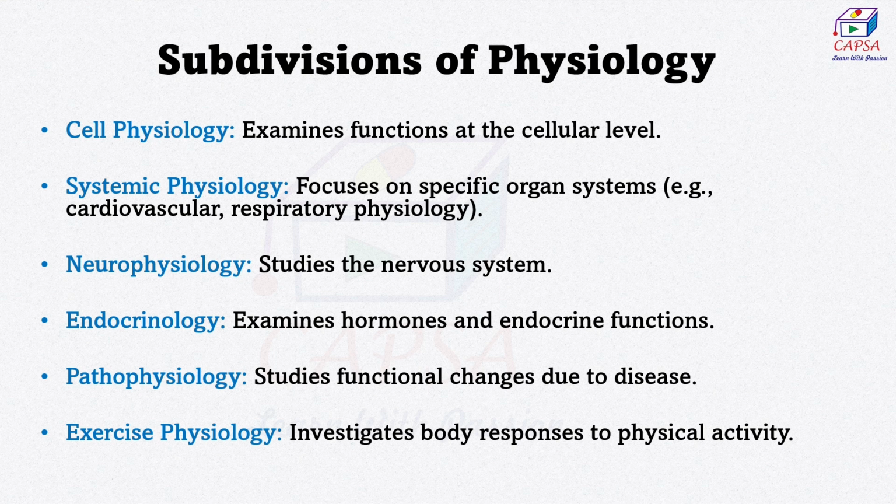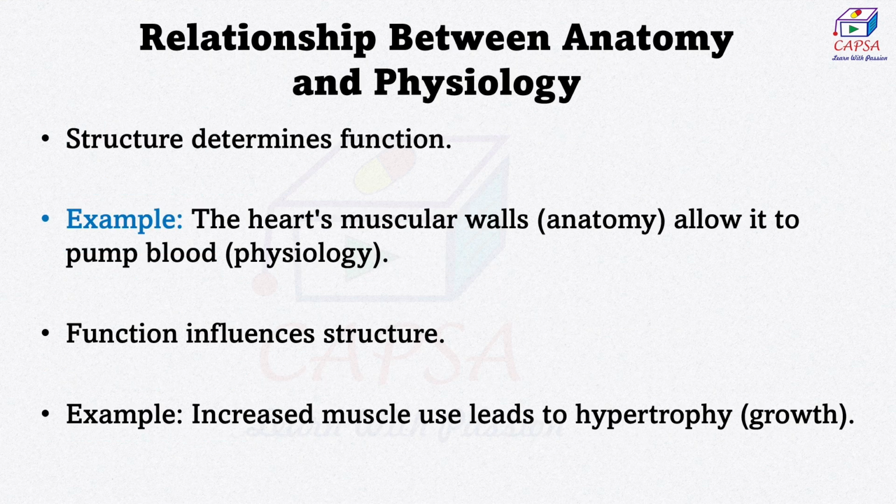Just like anatomy, physiology also has several subdivisions. Cell physiology examines functions at the cellular level. Systemic physiology focuses on the functions of specific organ systems, such as the cardiovascular or respiratory systems. Neurophysiology is the study of the nervous system, while endocrinology is dedicated to hormones and their endocrine functions. Pathophysiology investigates the functional changes that occur due to diseases. Lastly, exercise physiology explores how the body responds to physical activity.